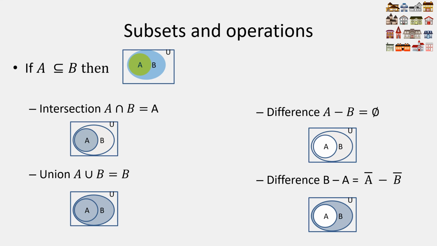The difference A minus B is empty because there is nothing in A that's not in B. But then there is the difference B minus A, which is all elements of B that are not elements of A.